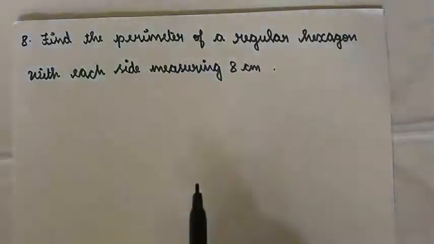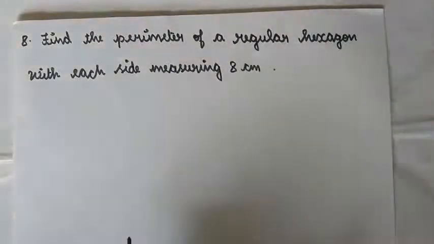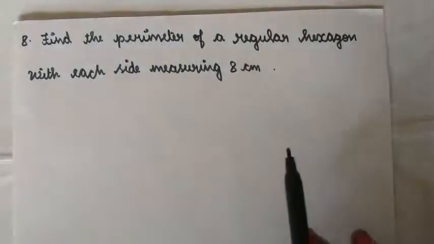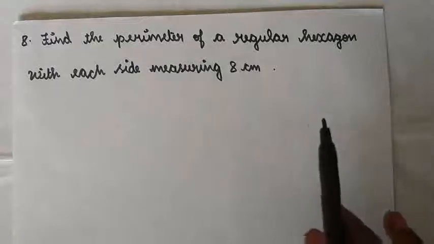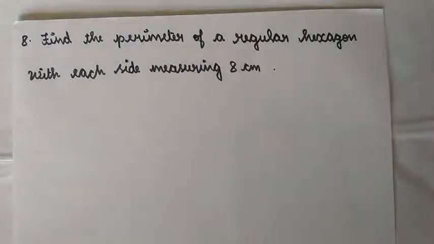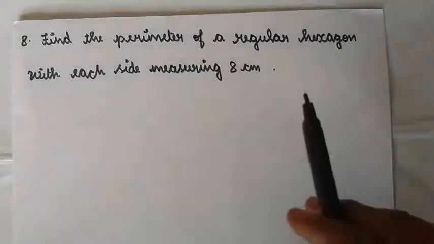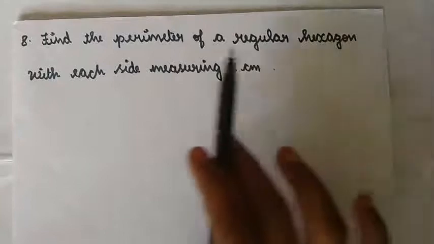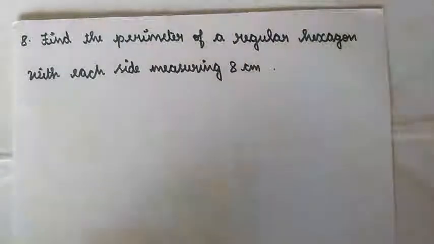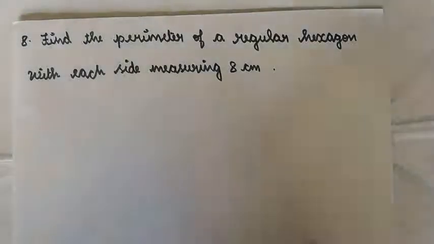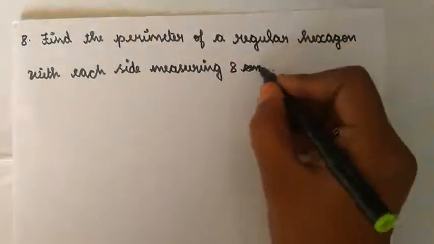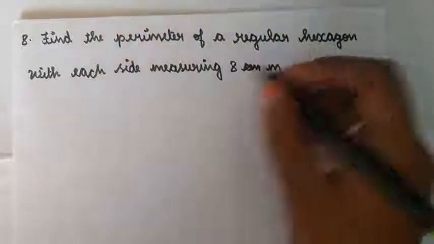So we have to find the perimeter of a hexagon. How many sides has hexagon? Hexagon has 6 sides. So what is the given here? Here the length of the one side is 8 centimeter. Sorry, 8 meter. This is not centimeter. 8 meter.